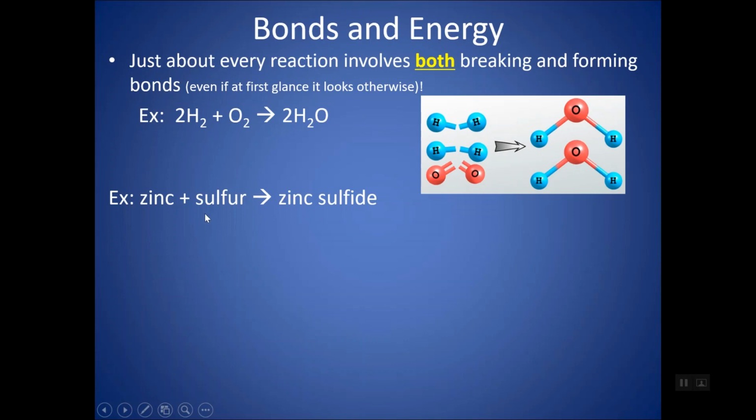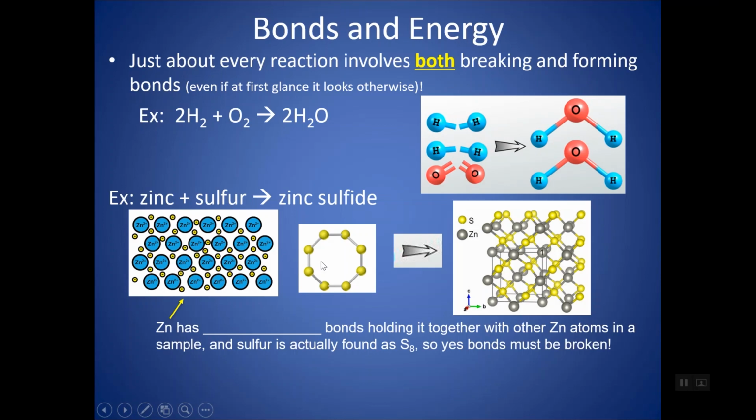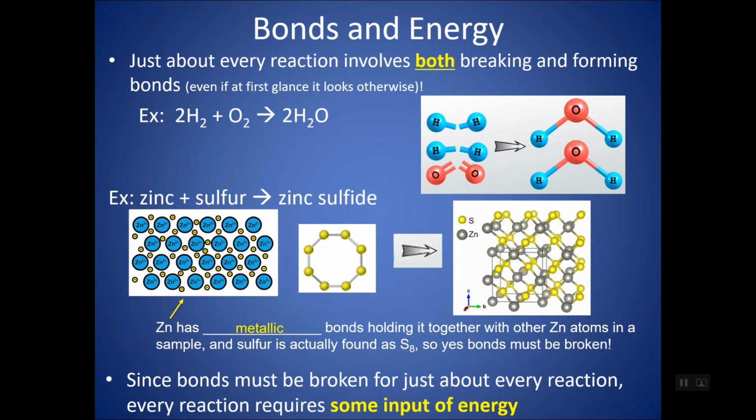Even if we look at something like the second reaction, zinc and sulfur forming zinc sulfide. If you actually visualize zinc on the particle level, zinc has millions and millions of zinc atoms all metallically bonded together, and you've got to break up those metallic bonds before it can bond with the sulfur in zinc sulfide. Even sulfur is found as S8 typically in nature. So even if at first glance it seems like you're not breaking bonds, typically every reaction is really going to require some bonds to be broken.